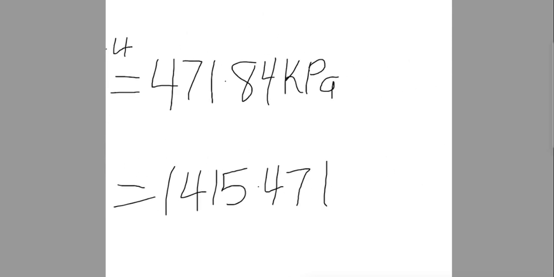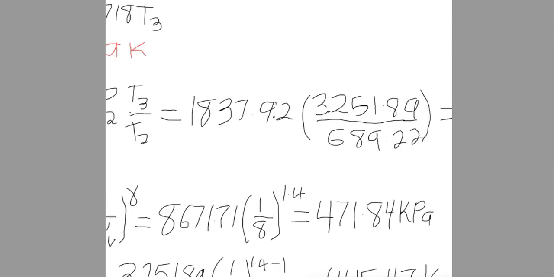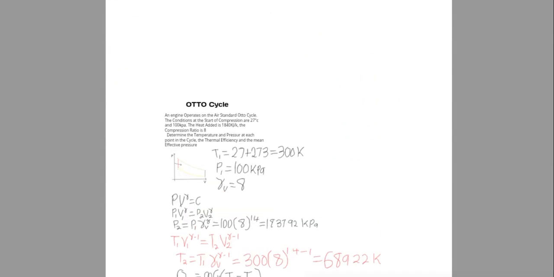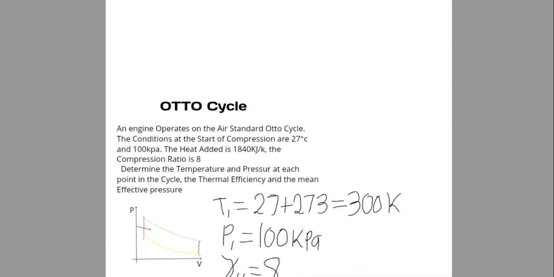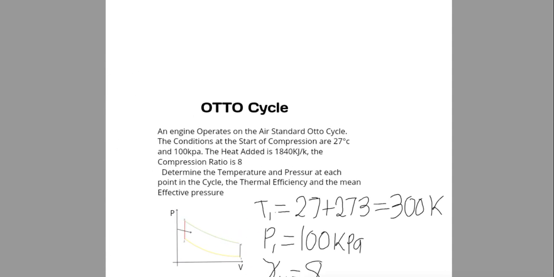Kelvin. So now we have gotten all our values in the first question, which asked us to determine the temperature and pressure at each point in the cycle. We have successfully gotten that. So now we are going to be solving for our thermal efficiency and our mean effective pressure.